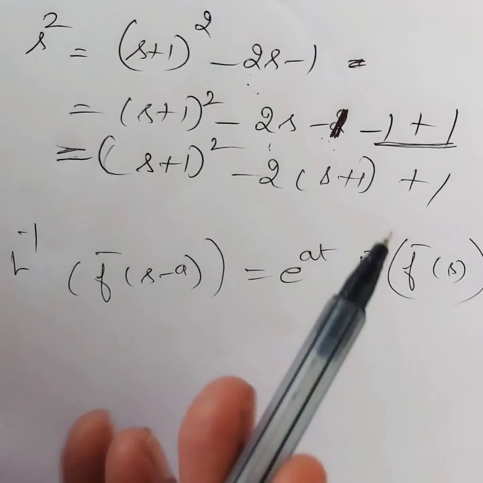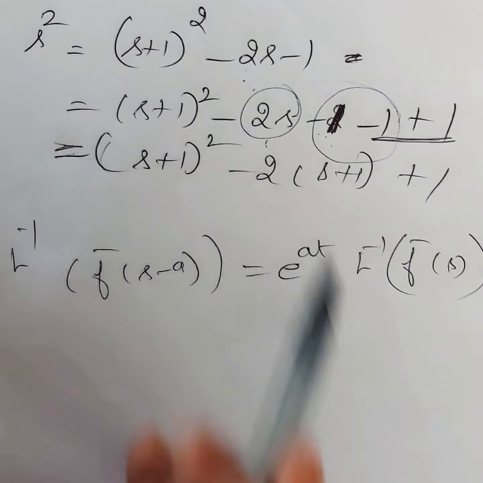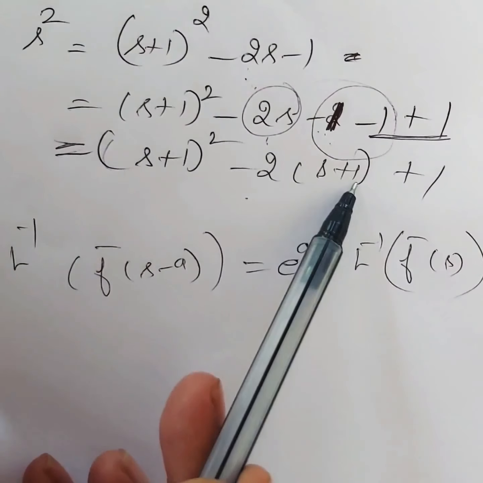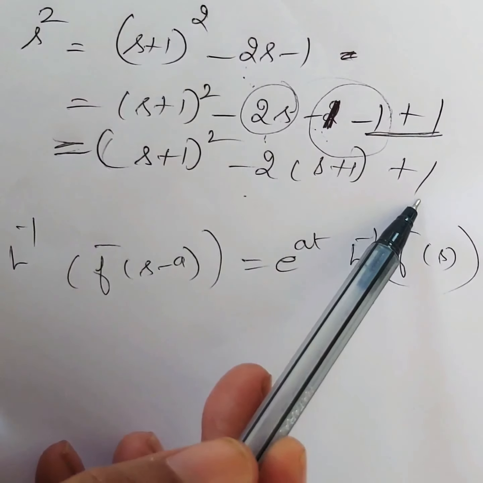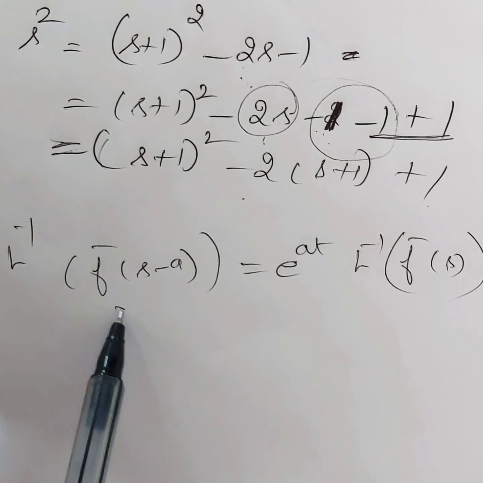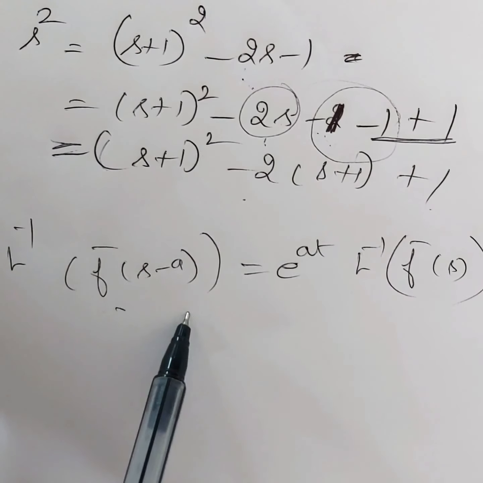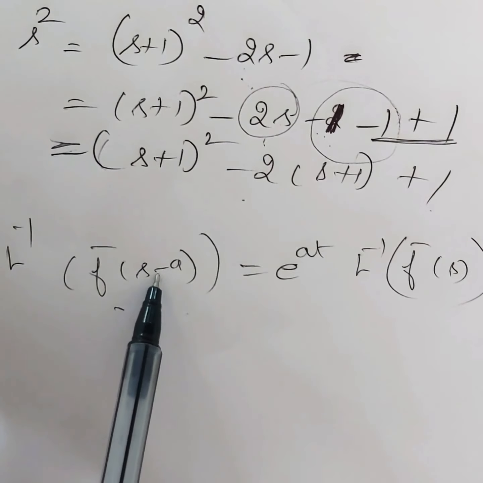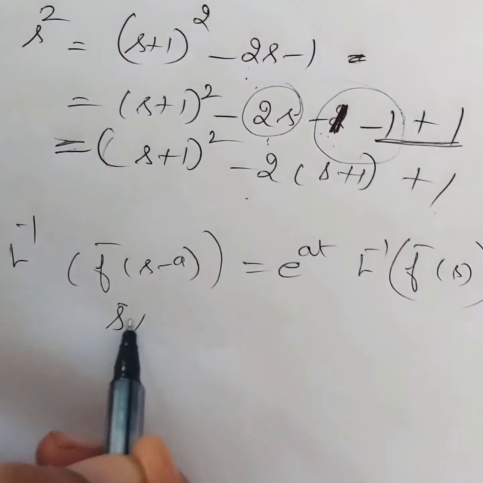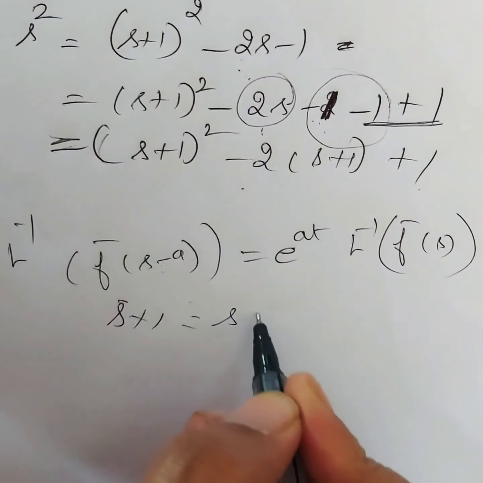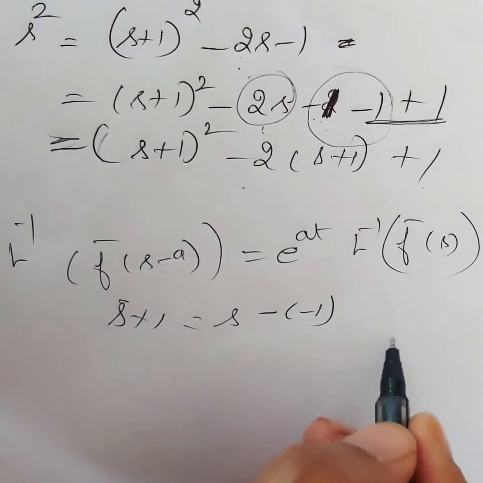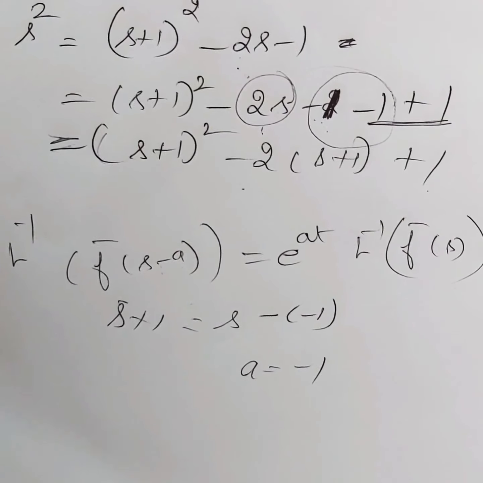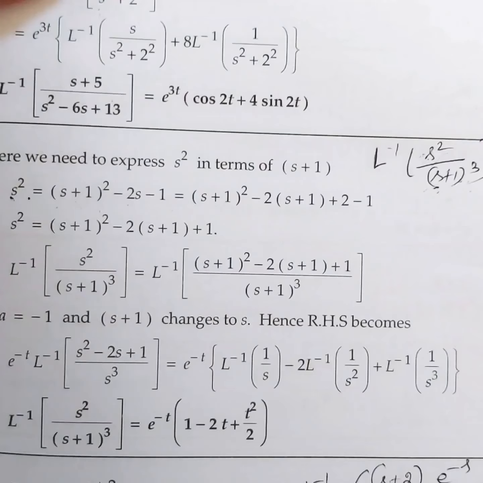Now I can take minus 2 common from this term and these two terms. So if I take minus 2 common, this negative has gone, so I will get plus 1. Remaining plus 1 I am having as it is. Then I will be using this format: L inverse of f bar of s minus a is e power at into L inverse of f bar of s. Here in the place of s minus a, I have s plus 1. Remember, s plus 1 you can write as s minus minus 1. So in the place of a I have minus 1. Correct? So when you are using this formula, please be careful with the sign.